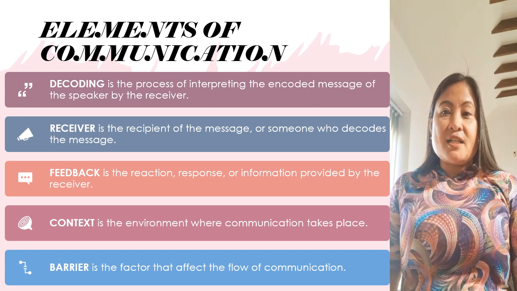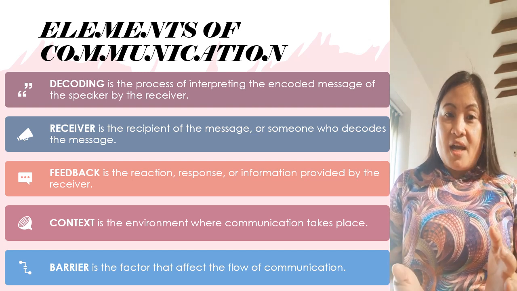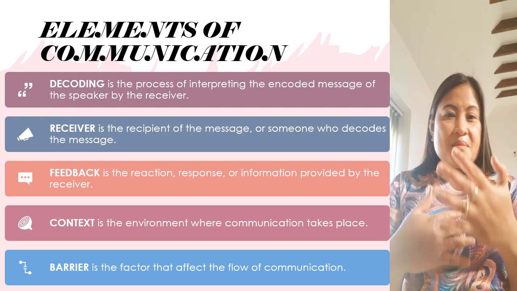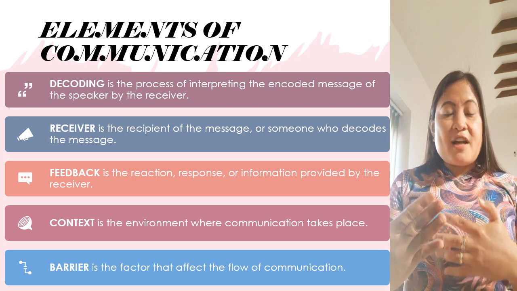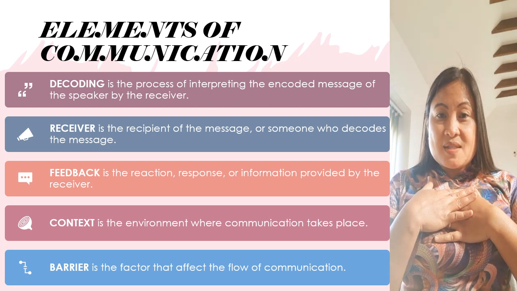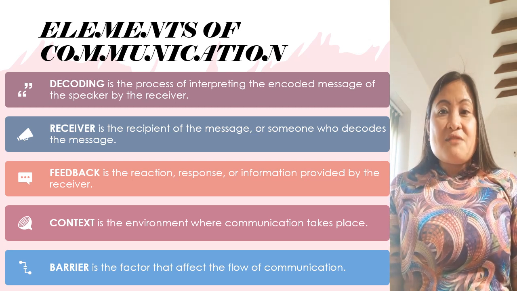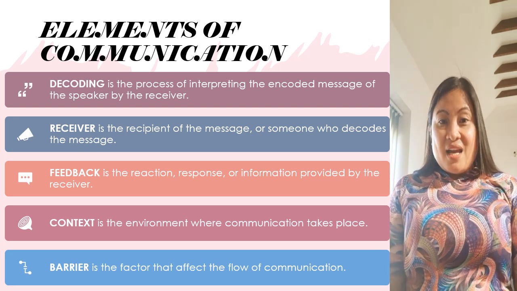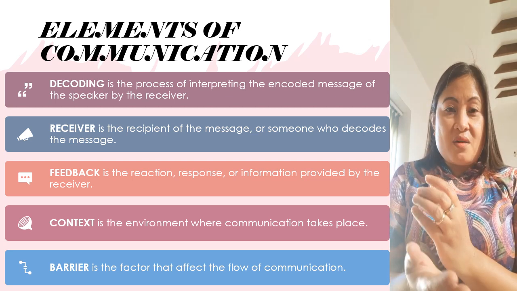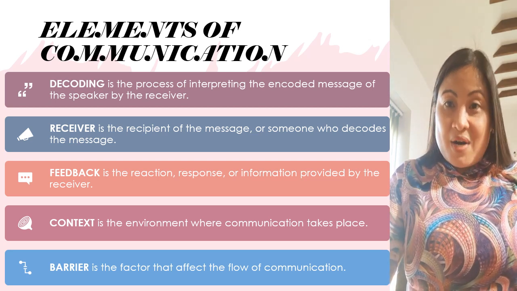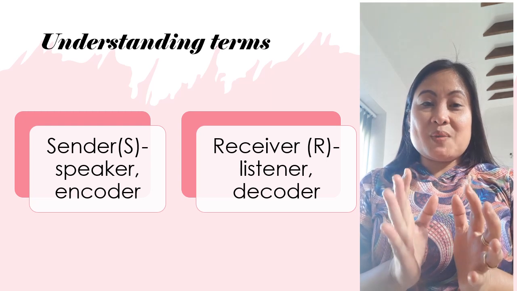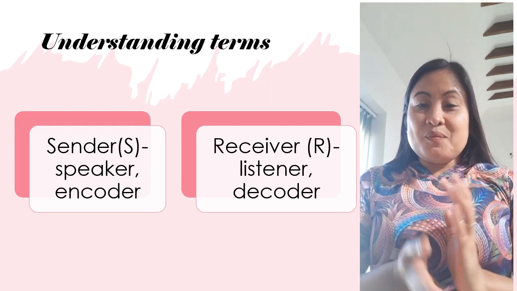Sometimes there are factors that affect the flow of communication. So sometimes there's like misunderstanding and the message is not clear because there are some factors that affect it, like the noise, like emotional problems, and so many factors. And these factors are called barriers or barrier. So anything that could block or make your message not clear is called a barrier. I would like you to understand these terms before we proceed to the process of communication.